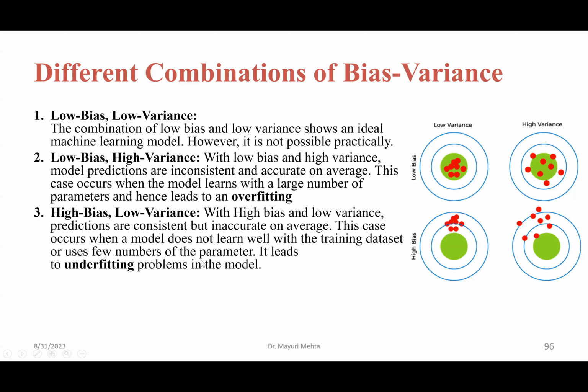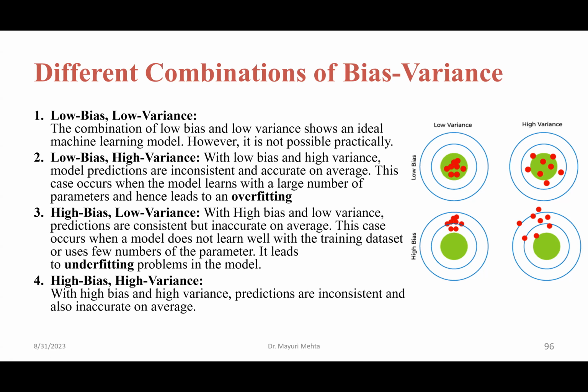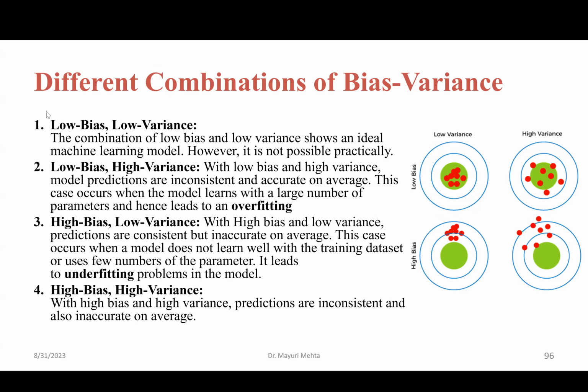Fine. So one is high and one is low. It's not a good case. Either it leads to an overfitting or underfitting problem. When both are low, it's ideal. The model is ideal. And when both are high, with high bias and high variance, predictions are inconsistent and also inaccurate on average. So this is also not a good case. So that is the trade-off between bias and variance.